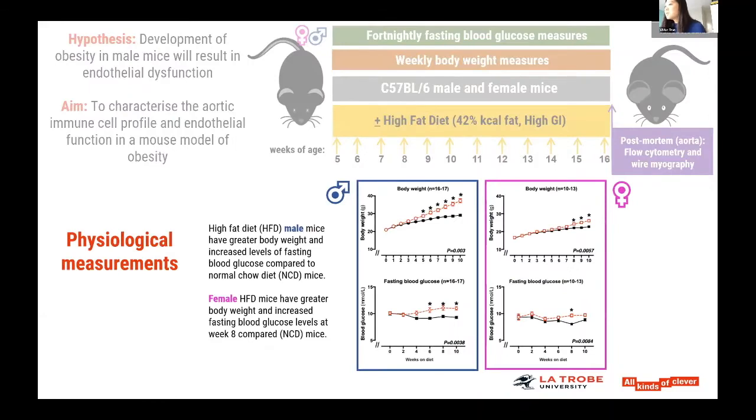So with the physiological measurements, we found that in our high-fat diet-fed male mice, there was a significant weight gain that started at week 5, as well as high levels of fasting blood glucose compared to their normal chow counterparts. In females, however, we see that there is a delayed response in the development of obesity that started at week 8 and correlated to the high levels of fasting blood glucose.